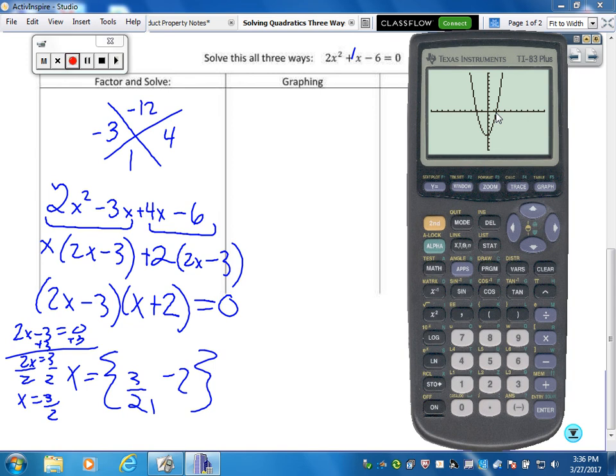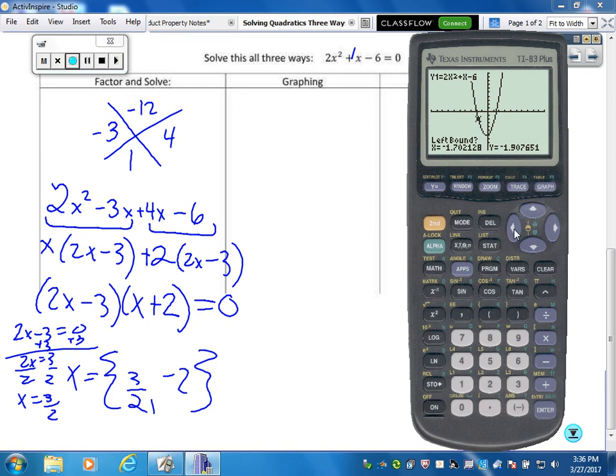So here's what we do to do that. You've got to hit your second, and you've got to hit your trace, which is the calc feature, and you're going to go to 0, which are your x-intercepts. So we're going to hit option number 2. And when you do that, it's going to ask you for left and right boundaries. So what you need to do, this graph is infinite. What you need to do is you need to frame it in. So if I want this 0 right here, I need to frame it in from here to here.